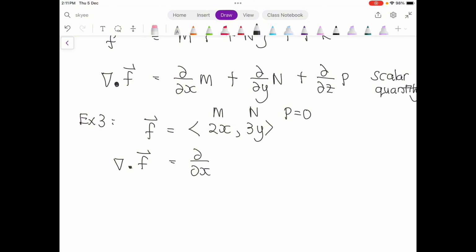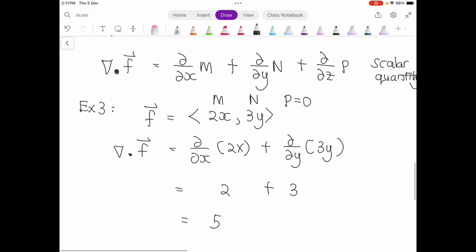So we differentiate 2x, plus we differentiate with respect to y the term 3y. Just follow the equations. So it will be equal to 2 plus 3, which is equal to 5. It's very easy how we perform the divergence of a vector field. Let's look at one more example.